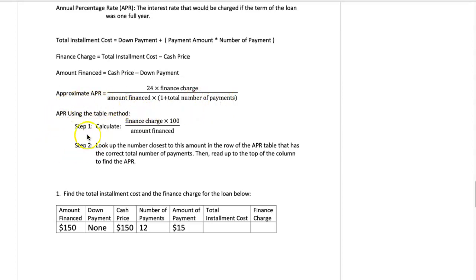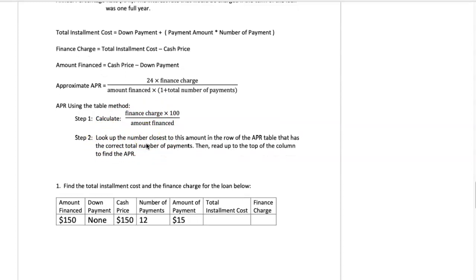One last formula that we will use in this section is calculating the APR using a table. To do that, there's two steps. The first is to calculate finance charge times 100 in the numerator, and then divide by the amount financed. And then you're going to use that step one calculation to look into a table.